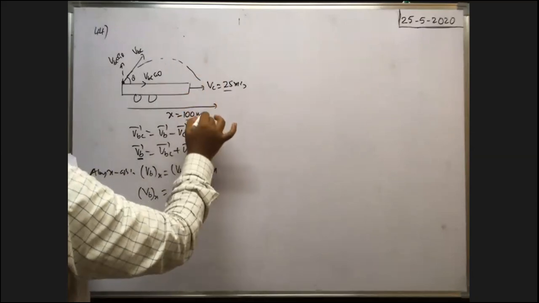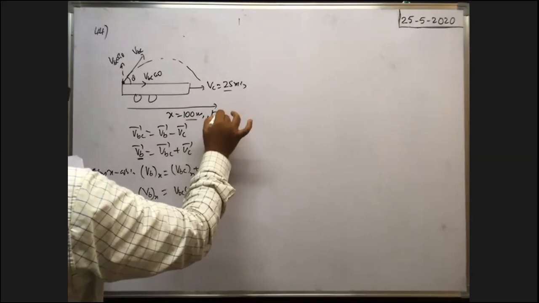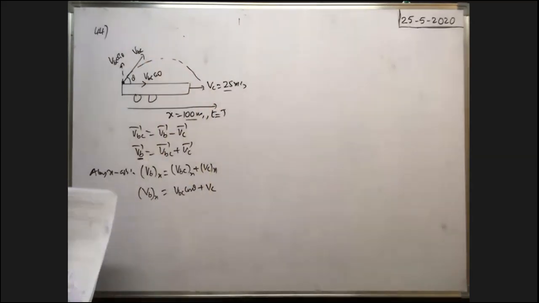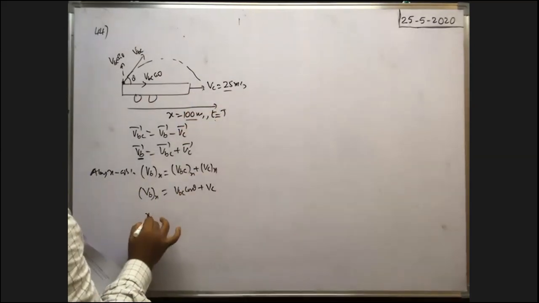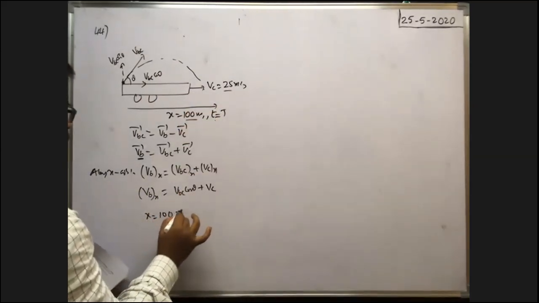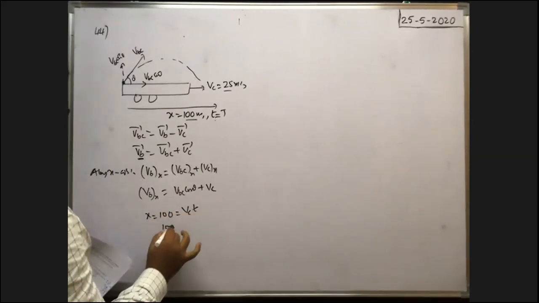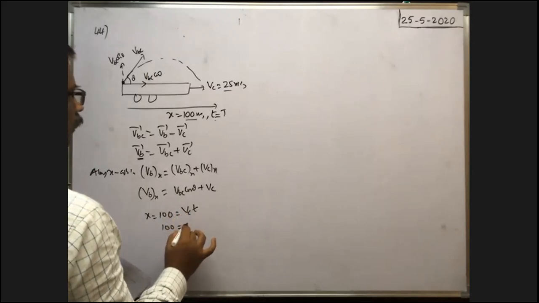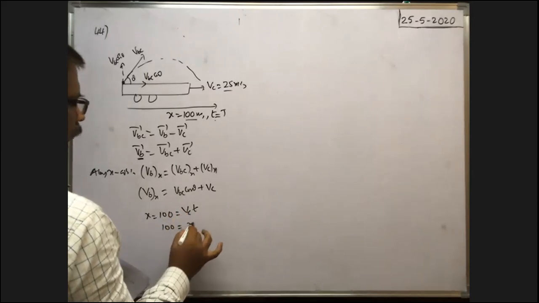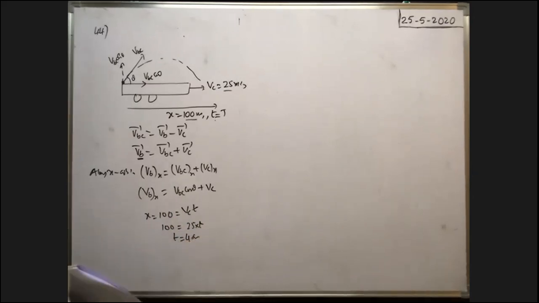That means the time taken by the car to travel this much distance is equal to the time of flight of this body only. That's why in these t seconds, the distance traveled by the car, 100 meter, is equal to velocity of the car into time. Therefore 100 is equal to 25 into time t. Therefore t is equal to 4 seconds.